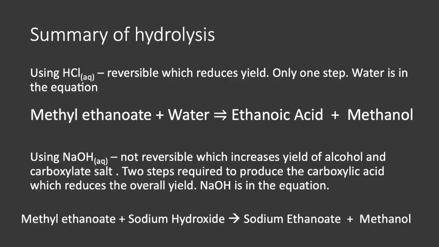So pros and cons. If we use HCl, it's reversible, which reduces yield, but it's good in one way. It's only one step. And the key thing is remember to add water in the equation. If we use NaOH, it's not reversible. So the first step, you get a high yield. But you then need to do a further step to produce a carboxylic acid, which then reduces your overall yield. And remember that you put NaOH in the equation.